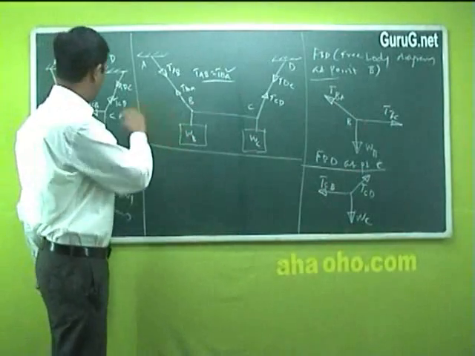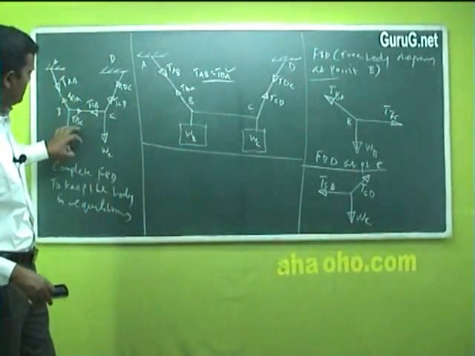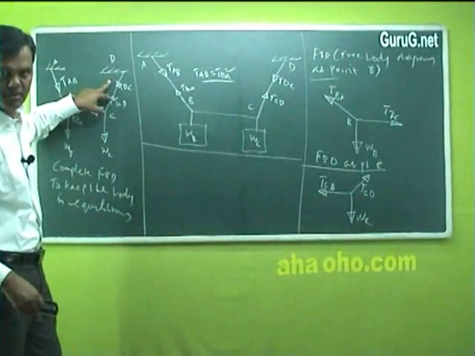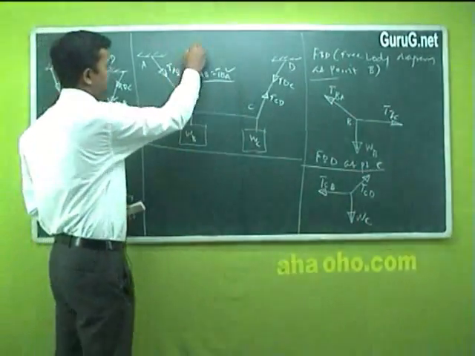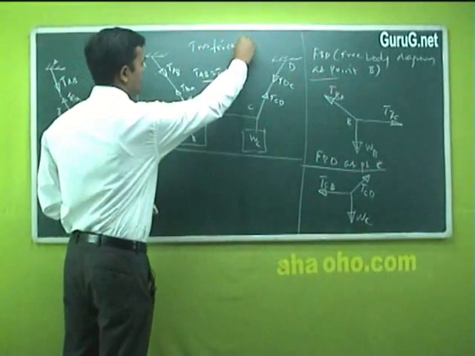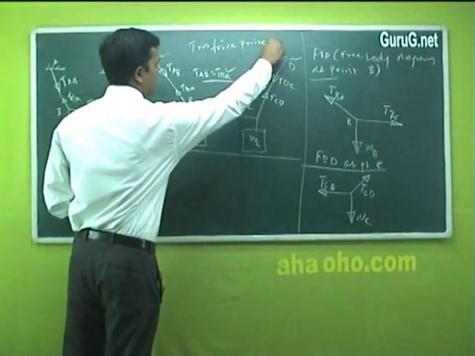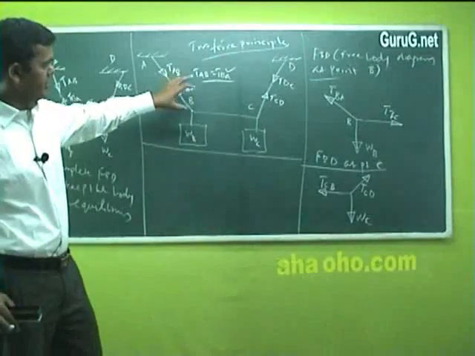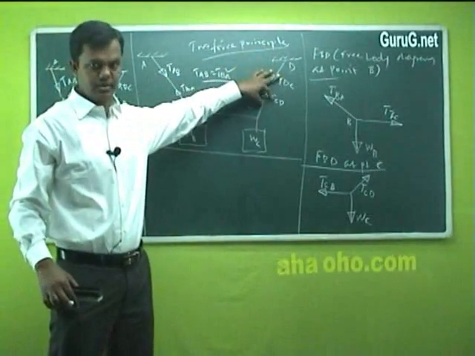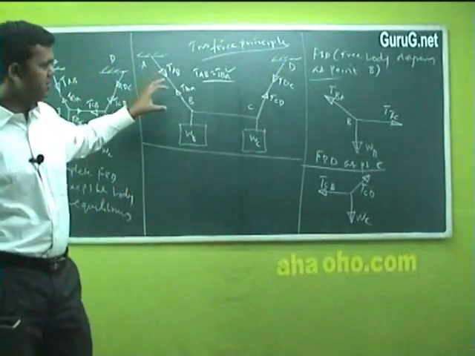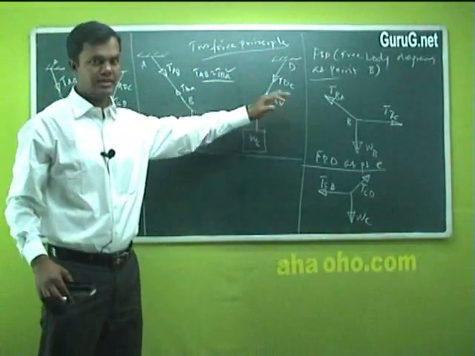Okay? And when there are two forces in the opposite direction and the nature is the same, that is simply called the two force principle. For any point you consider, when there are two forces acting in opposite nature, it's called the two force principle. This is used just to find out TB or TCD.